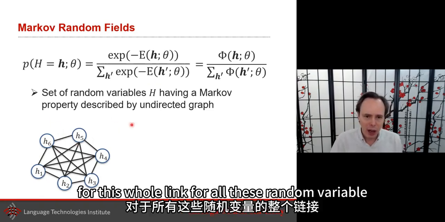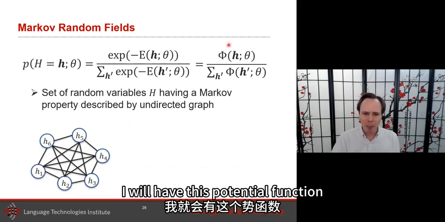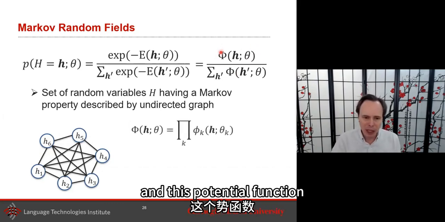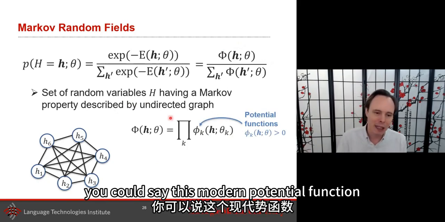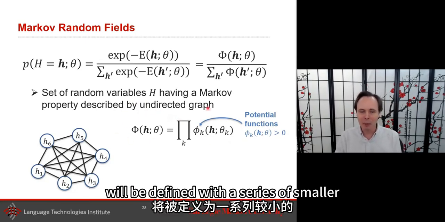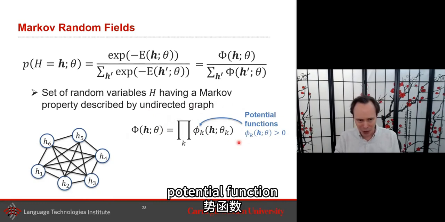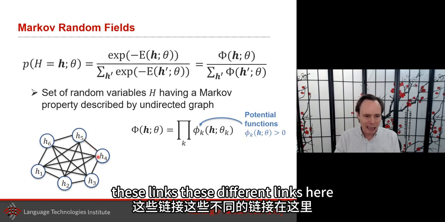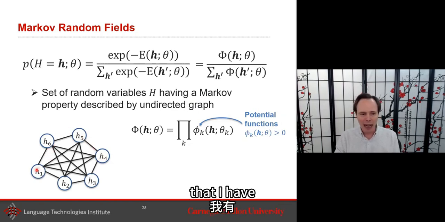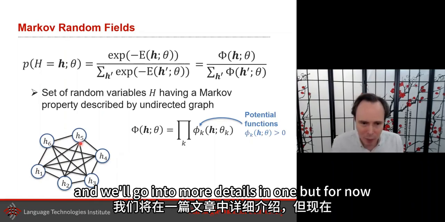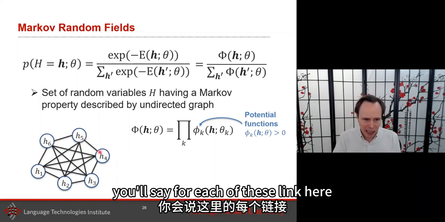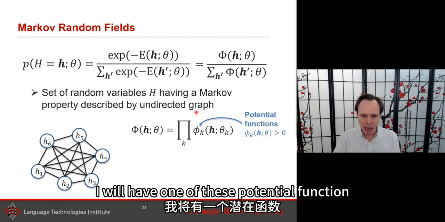And for this whole set of links, for all these random variables, I will have this potential function. This mother potential function will be defined with a series of smaller potential functions. And these are all these different links here that I have. Each of them will be defining a potential function. And we'll go into more details later. But for now, you'll say for each of these links here, I will have one of these potential functions.